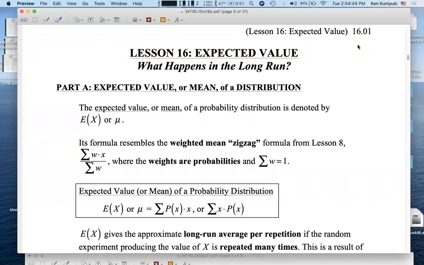Hi, everyone. In Lesson 15, we talked about discrete probability distributions. Now, in Lesson 16, we're going to talk about the expected value of such a distribution. What happens in the long run?